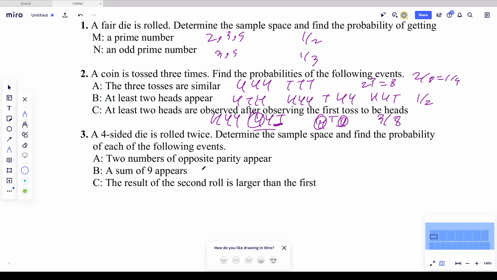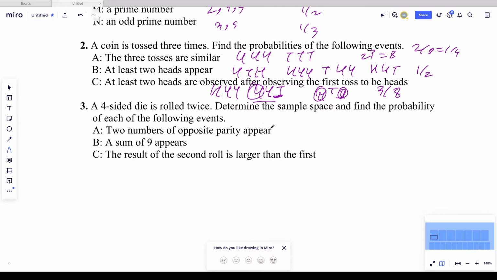Anyways, so here, 4-sided die, 2 numbers of opposite parity. Parity means odd or even. Opposite parity means 1, 2, 1, 4. So odd, even, odd, 2, 3, 2, 1. So it'll be half because they're divided evenly. There are an even number of odd numbers and an even number of even numbers. So it's half. The sum of 9 appears. In a 4-sided die, rolling twice, the maximum is 8. So this is 0. Probability is 0, it's impossible and it won't happen.